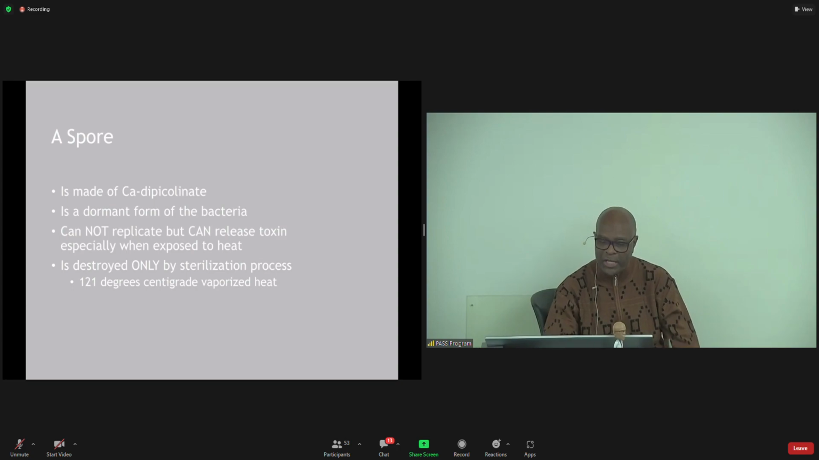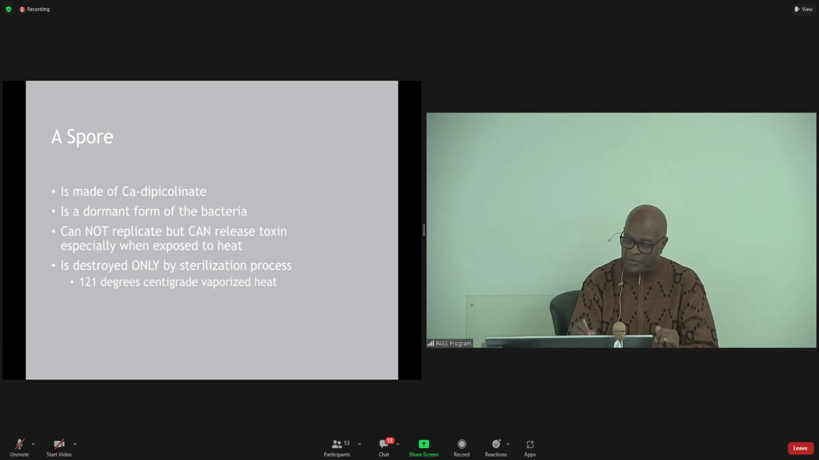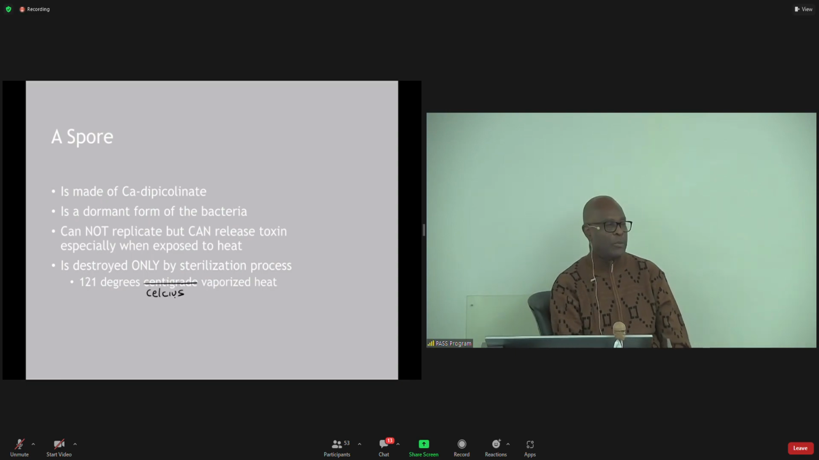The only way to kill it is called a sterilization process that we discussed. That's 121 degrees Celsius, vaporized heat. That's almost 500 degrees Fahrenheit. So this should be Celsius. And remember, it has to be vaporized heat for at least 15 minutes, which is what autoclaving is. And that's why that's part of the protocol for cleaning things in the hospital. You have to put them in an autoclave. You got to kill these two guys.